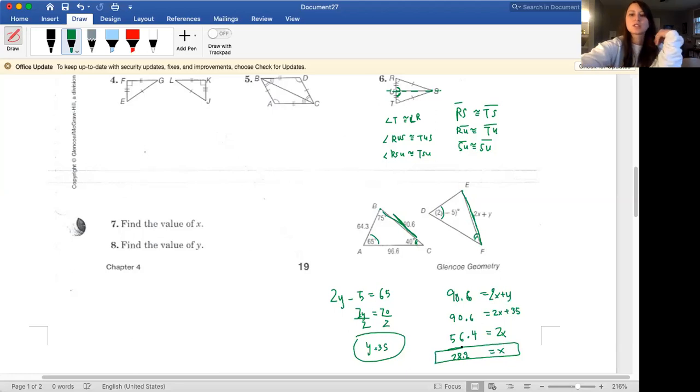I believe. Let me just double check that. So I did that all in my head. 90.6 minus 35. Oh, it's 55.6. I don't know what I was thinking. All right, so 55.6 divided by 2. So the answer is actually 27.8.